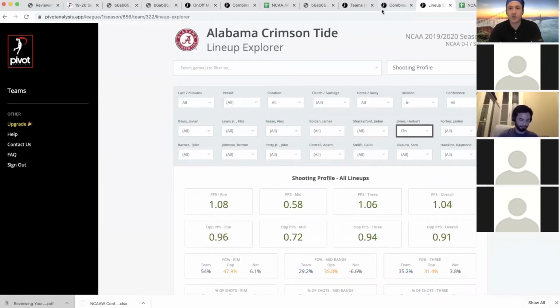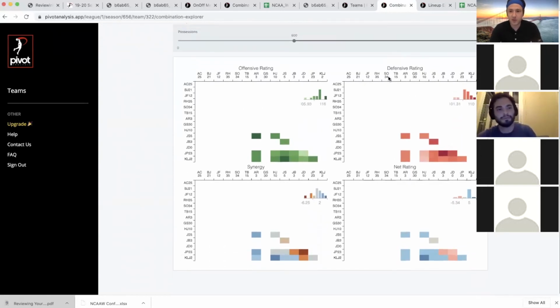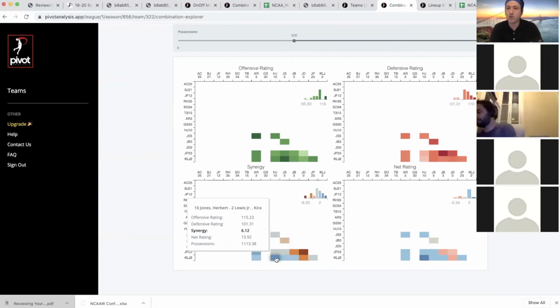So the on-off is one place that we use as a start point. The other place that I like to use is the 2-player combinations. In this view, we're pre-calculating every possession played by 2 players and showing their numbers by offense, defense, net rating, and then also by synergy. Our synergy score is nothing to do with the other company Synergy. It's our way of showing how 2 players positively or negatively affect each other.